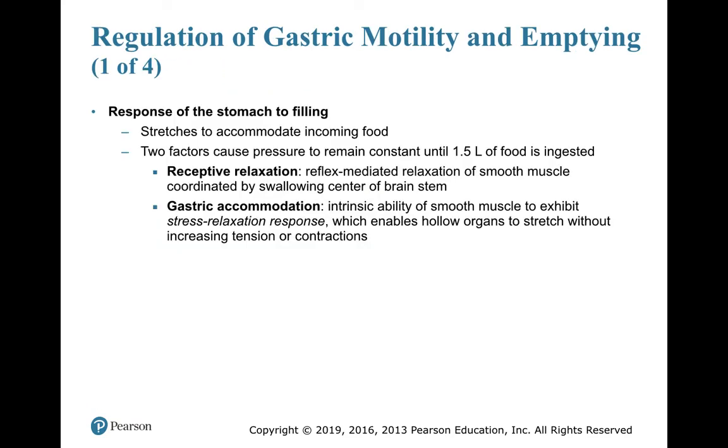When the stomach is filling, it can stretch to accommodate the incoming food, and there are two factors that allow the pressure to remain constant until you reach about 1.5 liters of food. We have receptive relaxation, which is a reflex-mediated relaxation of the smooth muscle coordinated by the swallowing center. And gastric accommodation is the intrinsic ability of that smooth muscle to exhibit a stress relaxation response, and that will enable most hollow organs to stretch without increasing tension or contractions.